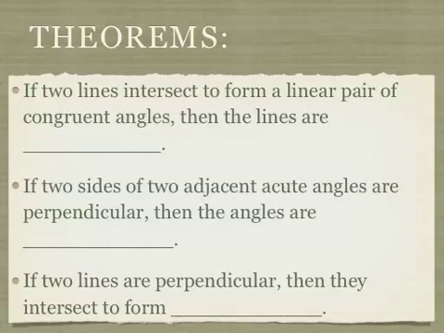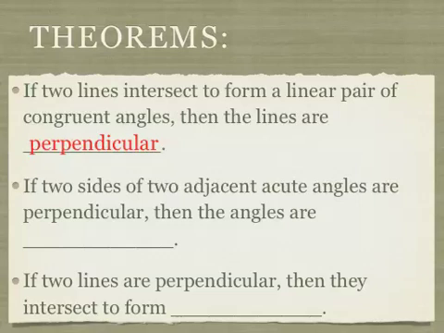The theorems in this section say, if two lines intersect to form a linear pair of congruent angles, then the lines are perpendicular. If you think about a linear pair, we know that the angles have to be supplementary. So if two angles are congruent and forming a linear pair, they have to be forming 90-degree angles, which two lines that intersect to form 90-degree angles are perpendicular.